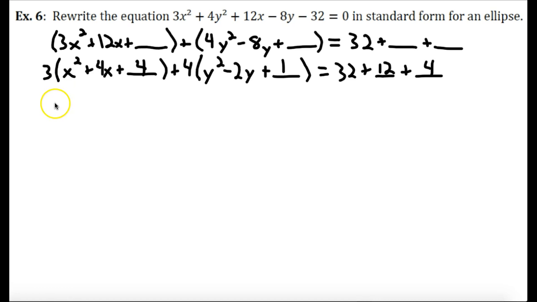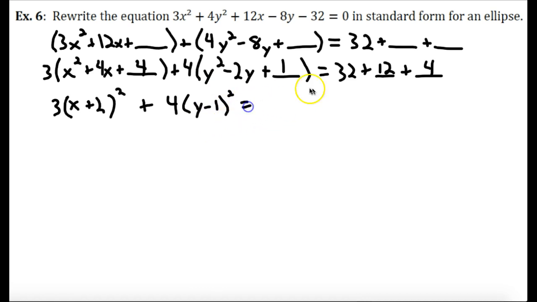So now what we have is 3 times, and this will factor into a binomial squared. This is just x then half of b, so this would be (x plus 2) squared. Then here we'll have plus 4 times (y minus 1) squared. Remember, half of b is the value that goes right here. Equals 32 plus 12 plus 4, which is 48.